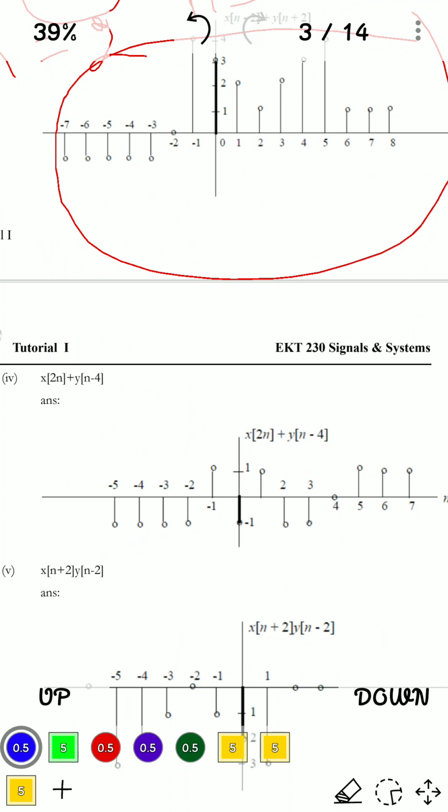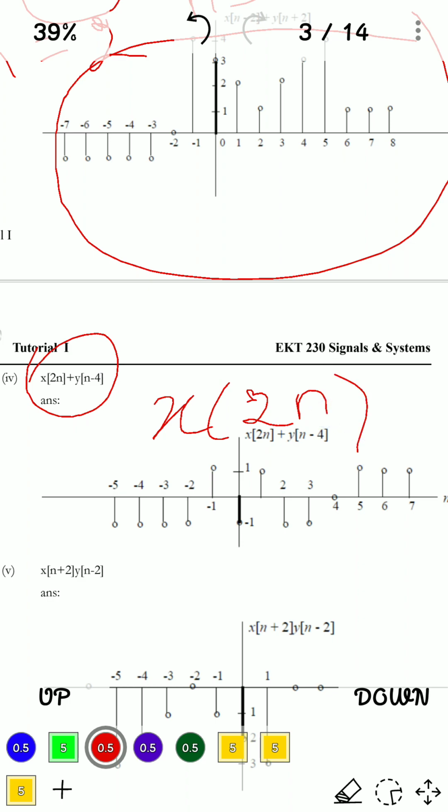Okay, so now here you can see that it is x of 2n. So what is x of 2n? Your x of 2n tends to be what? It is a compressed signal. So you are going to divide all the time periods by 2, right? So you get the compressed version.